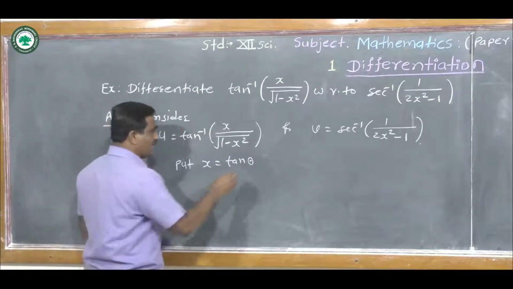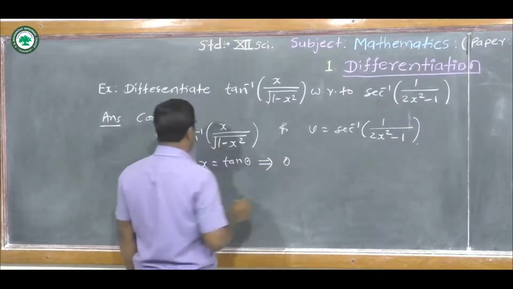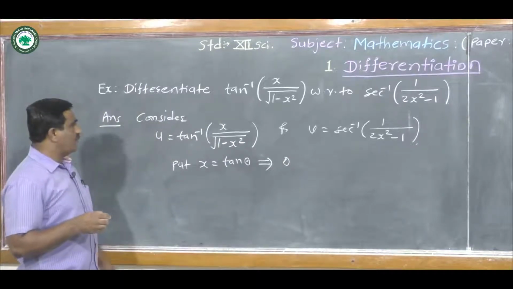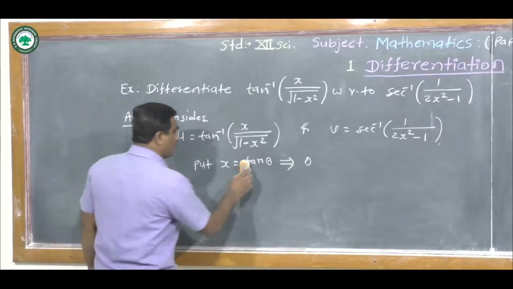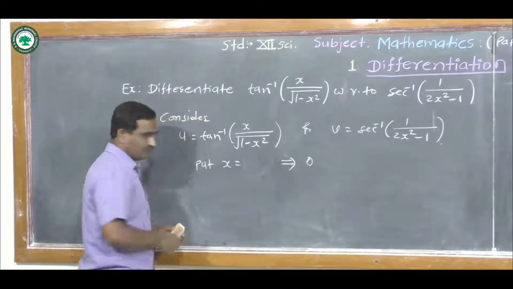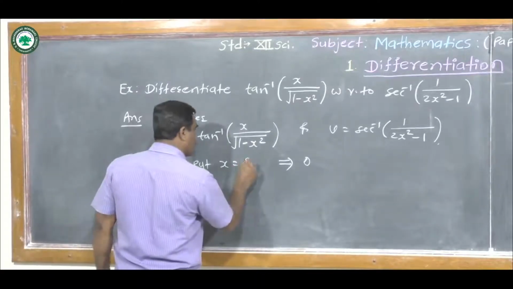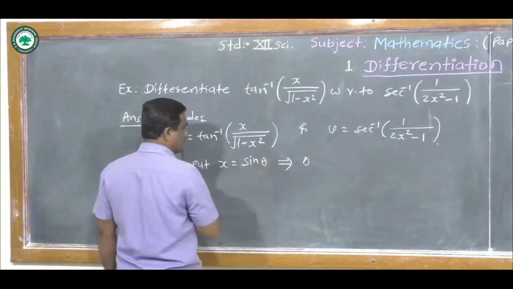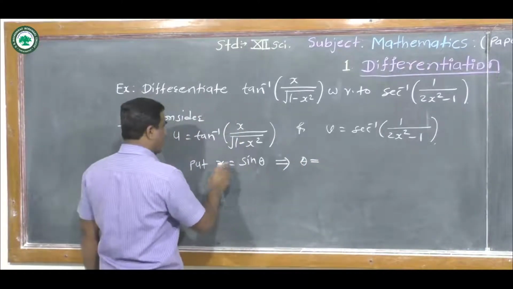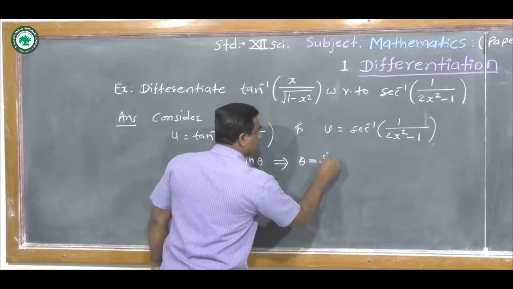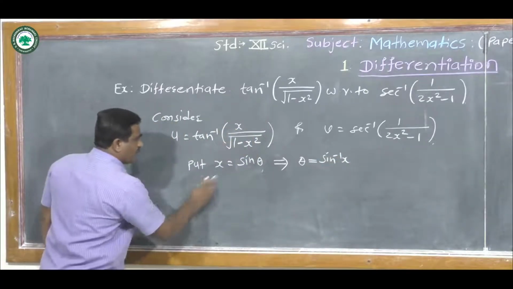Okay, this implies that theta is equal to... We want to convert this angle into the form of tan. Therefore, put x is equal to sin theta. This implies that theta is equal to sin inverse of x. Now differentiate this equation with respect to theta.